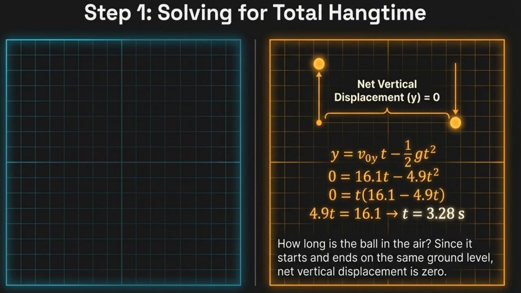Substituting the initial vertical velocity as 16.1 meters per second, we get the equation 0 equals 16.1 times t minus 4.9 times t squared. Factoring out t gives us t multiplied by (16.1 minus 4.9t) equals 0. Ignoring the trivial solution at t equals 0, we solve 16.1 minus 4.9t equals 0, resulting in t equal to approximately 3.28 seconds. This means the ball remains in the air for 3.28 seconds before landing.